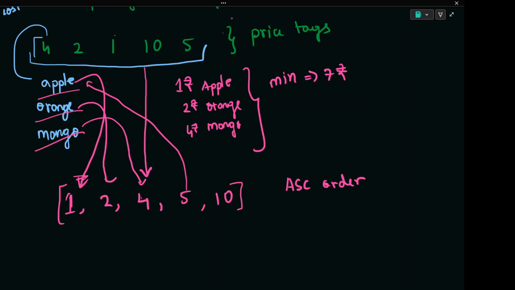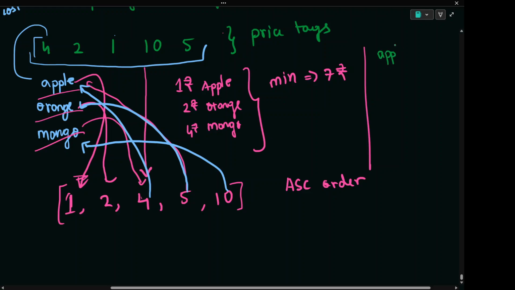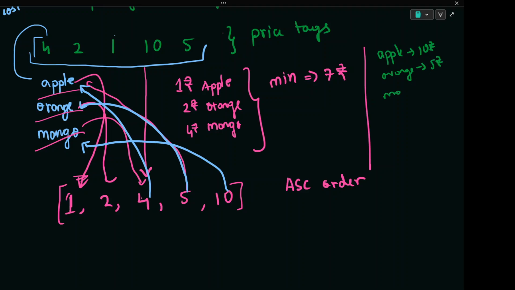Similarly, what will be the maximum cost? Assign this 10 to the mango, assign this 5 to the orange, assign this 4 to the apple. So the maximum will be nothing but, let's write it here: apple will cost 10 rupees, orange will cost 5 rupees, and mango will cost 4 rupees. So the maximum cost will be 10 plus 5 plus 4, 19 rupees. Seems simple. This is the answer.